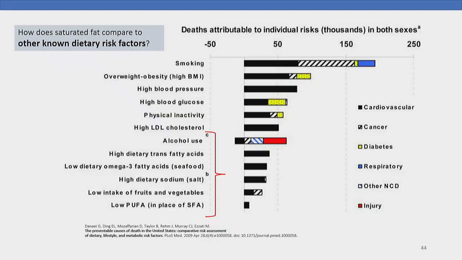Clear. In this graph here, we are seeing different types of what we call risk factors that affect different types of chronic diseases. At the bottom, we see that low PUFA in place of saturated fat, which means a diet high in saturated fatty acid, is a risk factor that increases the risk of cardiovascular disease. The black part of the bars is cardiovascular disease, what we are talking about now. So saturated fatty acid is a risk factor for cardiovascular disease, but it's only a small amount.